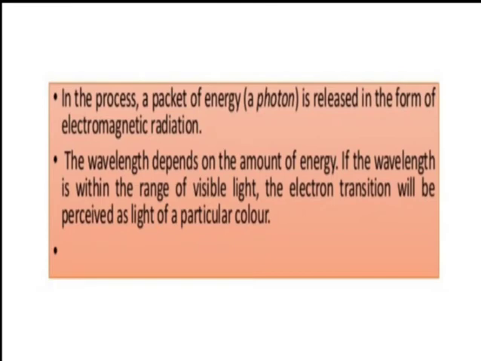In the process of chemiluminescence, a packet of energy is released in the form of electromagnetic radiation instead of heat. The wavelength depends on the amount of energy. If the wavelength is within the range of visible light, the electron transition will be perceived as light of a particular color. When the emission occurs in the ultraviolet region, then there is no color, but when the emission of light occurs in the visible region, obviously we can observe some color change.